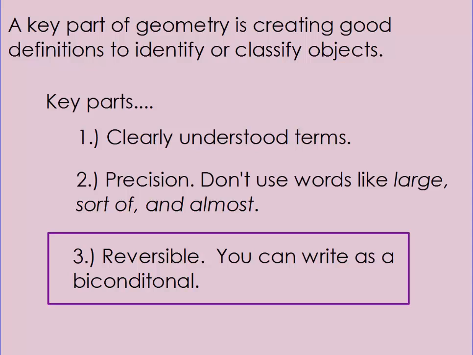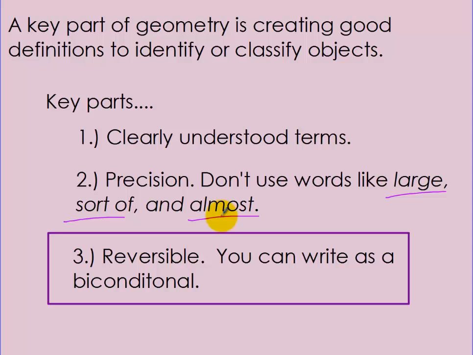A key part of geometry is creating good definitions, and when we want to identify or classify objects, this is where biconditionals, if and only if, come in. A key part of a good definition is that it needs clearly understood terms. It has to be very precise and very detailed. Don't use words like large, sort of, and almost. These are words that we use in language, but they don't actually mean something precise in mathematics. We need to use precision.